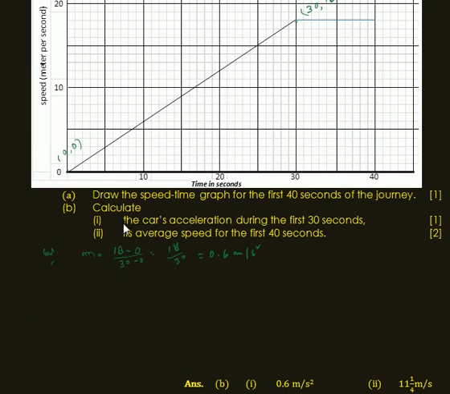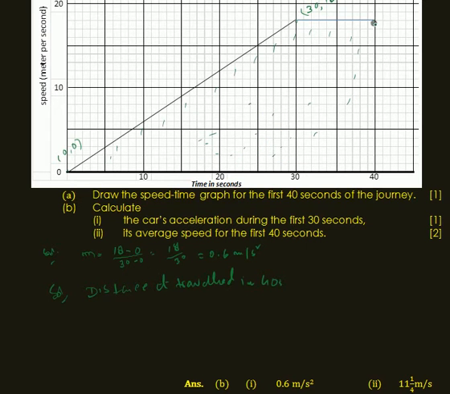Now in part 2, its average speed for the first 40 seconds. So for average speed, first we have to find the total distance it covers when time is 40 seconds. So the solution: the distance it traveled in 40 seconds. In a speed-time graph, the area under the graph is the total distance. So the area of this diagram is the distance.